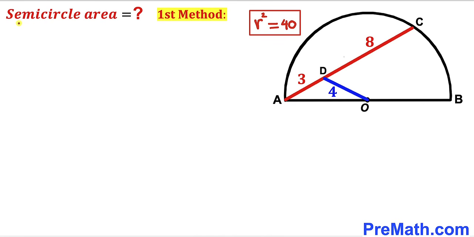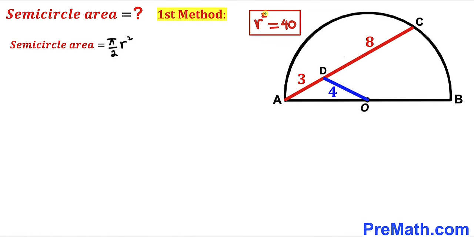And here's our final step. Now we are going to calculate the area of this semicircle. Let's recall the area of a circle formula. Area is always equal to pi r square, where r is the radius. So this semicircle area is going to be pi divided by 2 times r square.